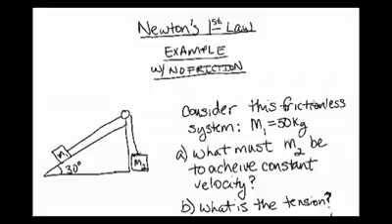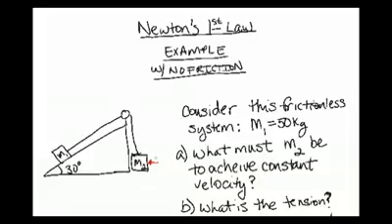Today we're going to be discussing Newton's first law, an example with no friction. We're going to consider this pulley system that's completely frictionless. The surface here doesn't have any friction, neither does the pulley. The ropes have no mass or negligible mass. And the first question is, what must the second mass here be in order to achieve a constant velocity?